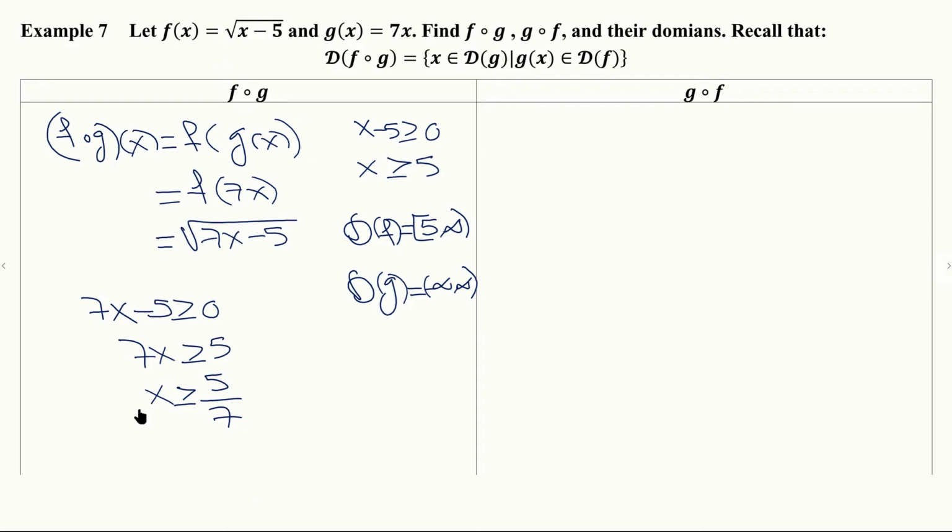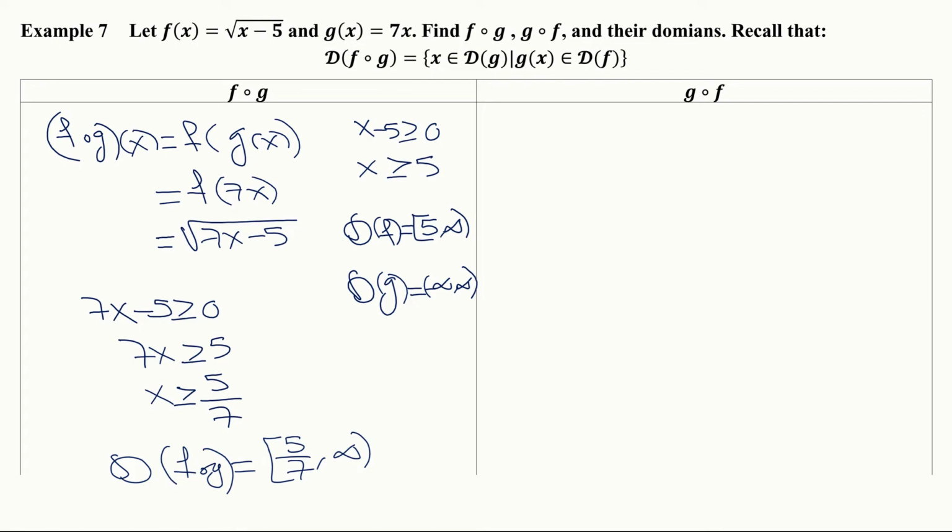And notice that this group is within the domain of g because the domain of g is all real numbers. And if you apply 7 to these numbers, you'll end up with 7x greater than or equal to 5. We already saw that. And that is going to satisfy the need for the function f of x to remain well defined. So this group is indeed going to be the domain of f circle g. So bracket 5/7, comma, infinity.